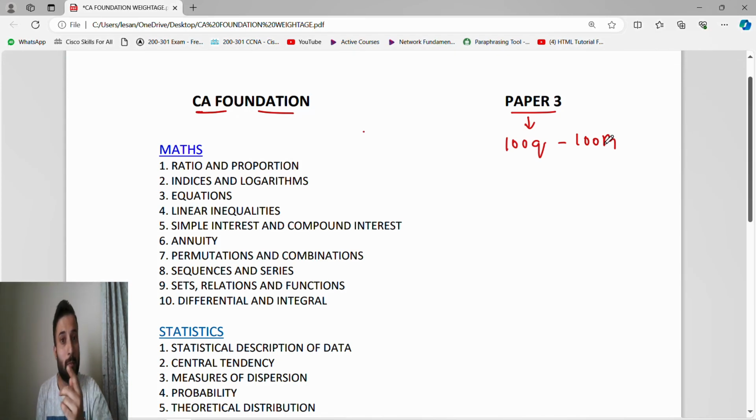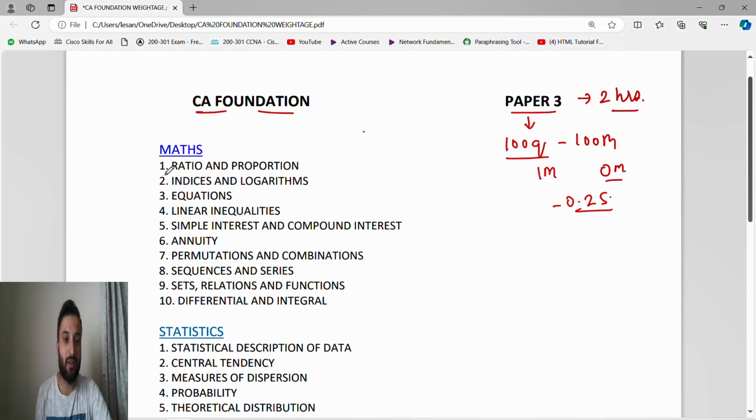If you answer correctly, you will get 1 mark. If you don't attempt a question, no marks will be deducted, it will be counted as 0 marks. You won't get the marks or lose the marks. But if you make a mistake on a question, there will be a negative 0.25 marks. For these 100 questions, you have a maximum of 2 hours, meaning 120 minutes.